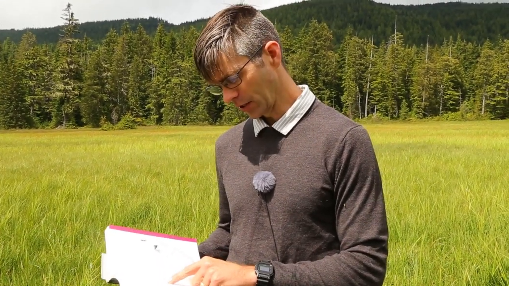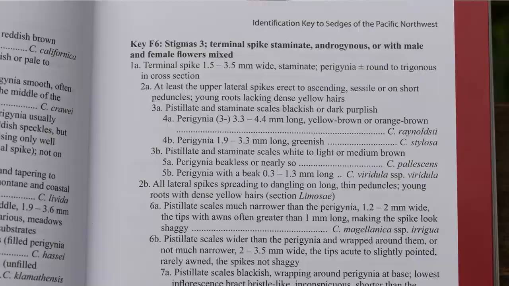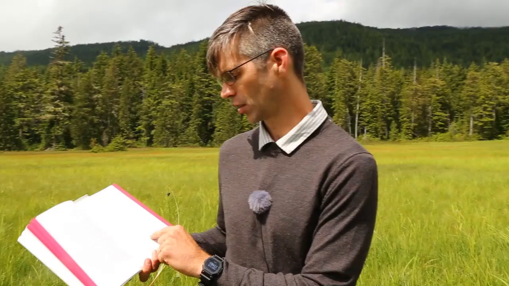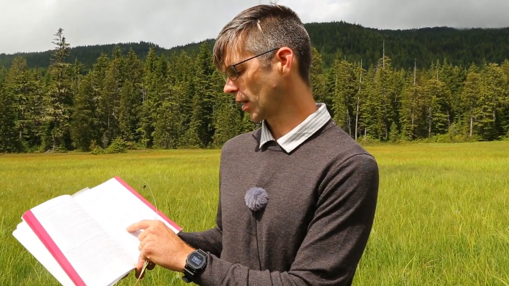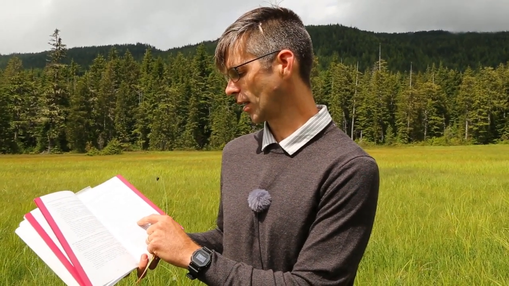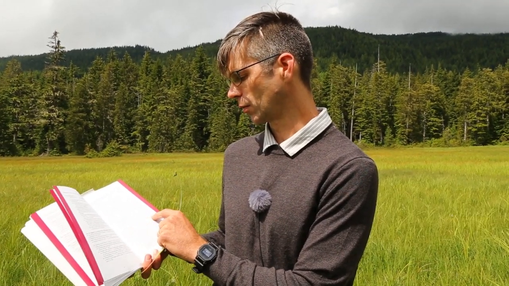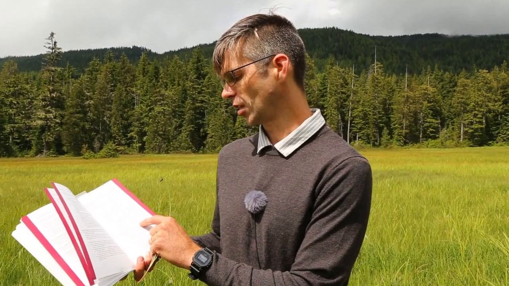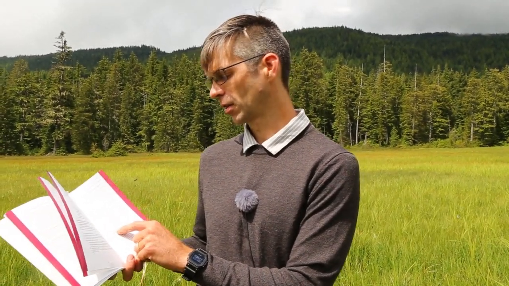Now, unfortunately, we're at the end of that key, but we're not at the end of all the keys. We have more keying to do. Okay, so let's go to key F6. So we'll start with 1A versus 1B. Terminal spike 1.5 to 3.5 millimeters wide, staminate, perigenia plus or minus round or trigonous in cross section. Or 1B, terminal spike 3.5 to 6 millimeters wide, staminate, androgynous, or with irregularly arranged male and female flowers. Perigenia strongly flattened, round, trigonous, or trigonous in cross section.